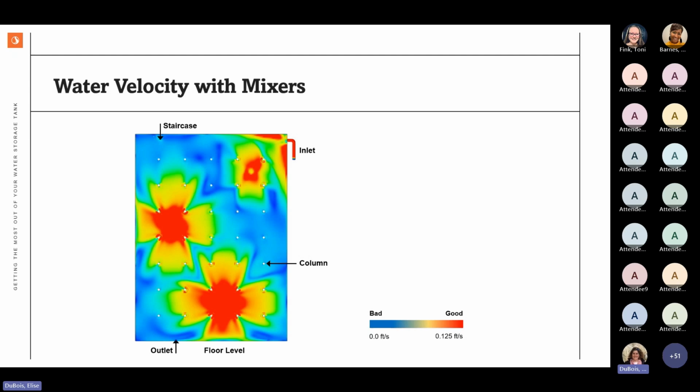Could we add a 4th mixer? Yes. But when we add too many mixers, the mixers cancel each other out. Or in other words, the water from the first mixer hits the water from the second mixer, and that water just stops, creating a dead spot or stagnation zone.